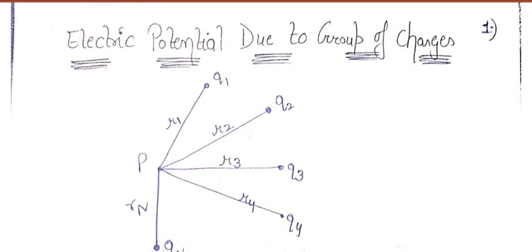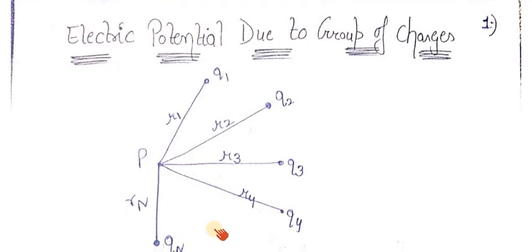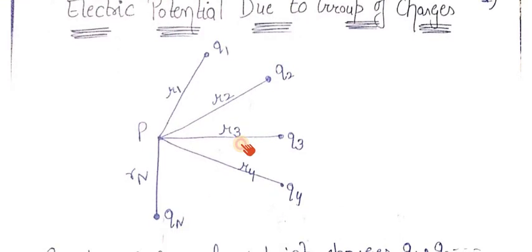So our first topic is electric potential due to a group of charges. There are so many charges, as you see Q1, Q2, Q3, Q4 and Qn. That means there are n charges, and we have to find the potential at point P due to this charge distribution, right? If we calculate one by one, due to Q1 at point P, what is the potential? Then you have to find the potential at point P due to Q2.